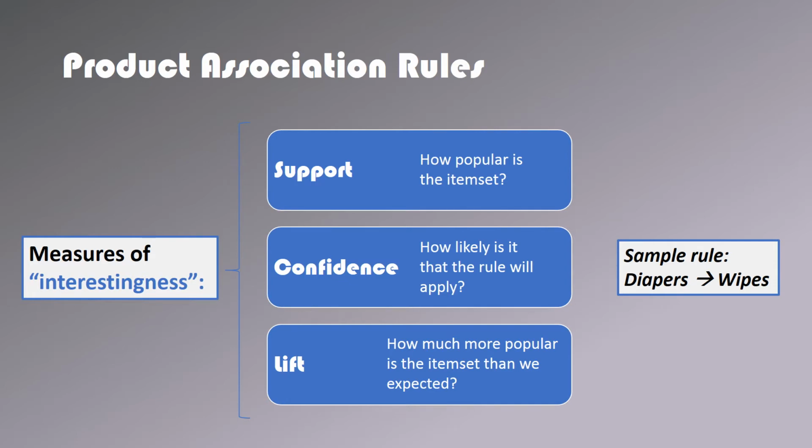First, we look at support. How popular is the item set? When an item set is generating high sales, then it's probably relevant to look at from a revenue maximization standpoint.